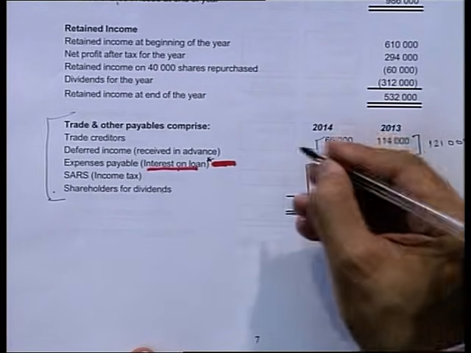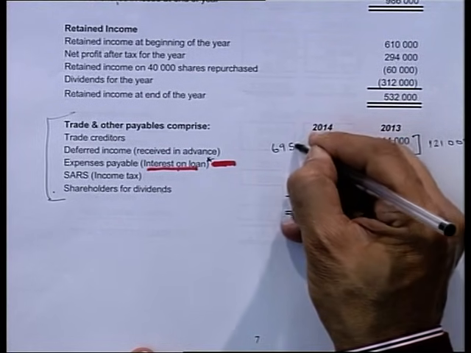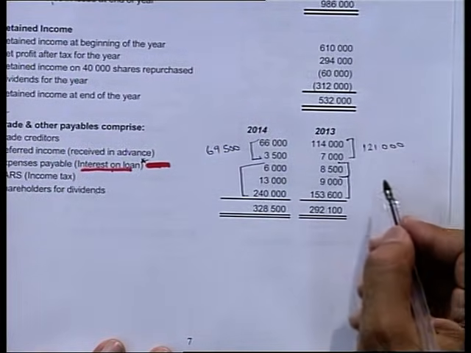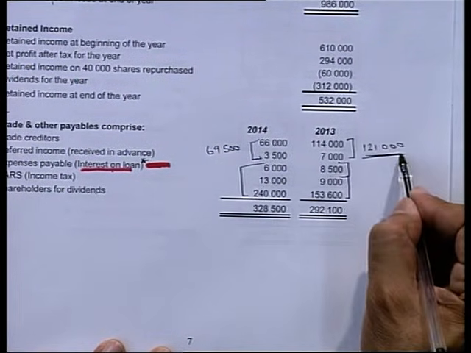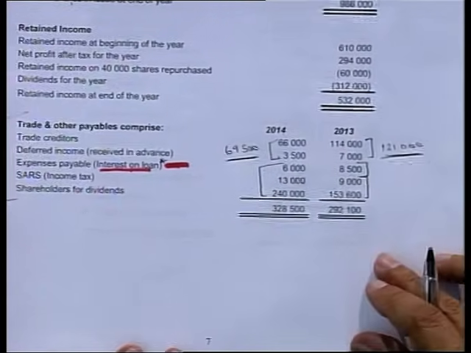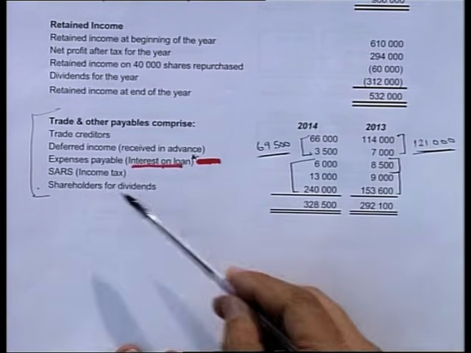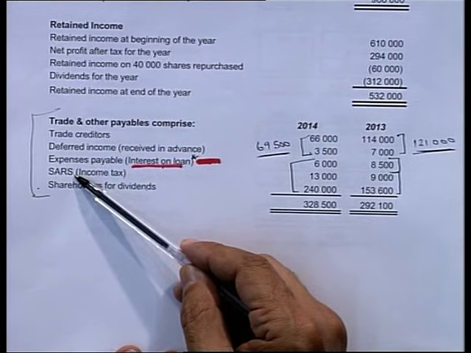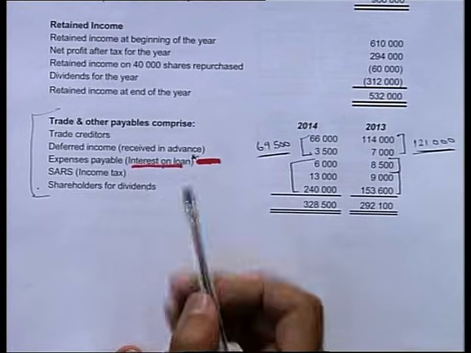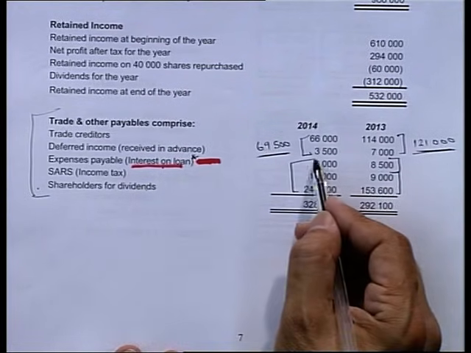So that gives me 121,000. And on this side, it gives me 69,500. Now we have to get the difference between 121,000 and 69,500. Just to make sure everybody understands, normally we only discard the SARS balances and the shareholders balances. But because they are mentioning specifically interest on loan, you will discard that one as well.